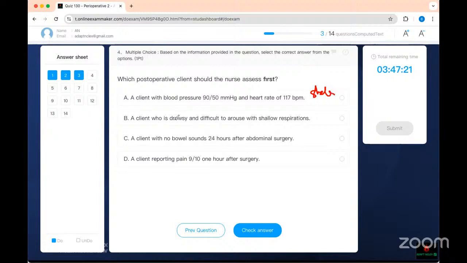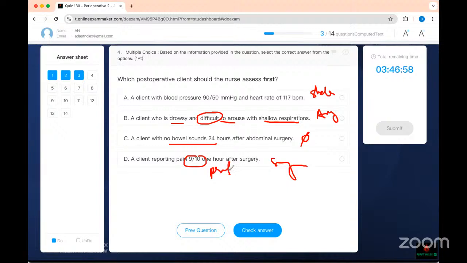Number two is drowsy. The word difficult means you can't wake them up. They are sedated to the point that when you stimulate the patient, they're not even waking up. And he has shallow breath. This is the airway problem. No bowel movement is not a problem. And 9 out of 10 pain is what we expect after surgery, right? I did not say you have peritonitis. There is no peritonitis there, so this cannot be sepsis. So a shock and the airway problem, you can see that B is more dangerous.